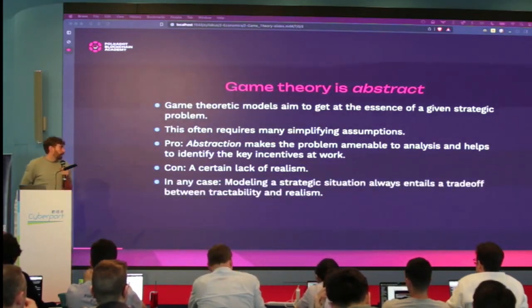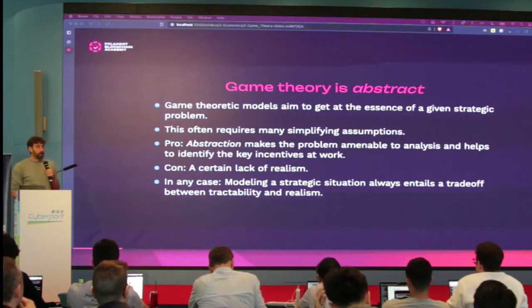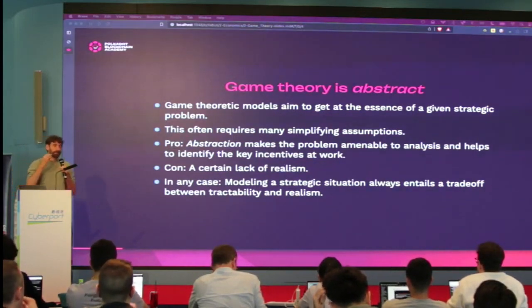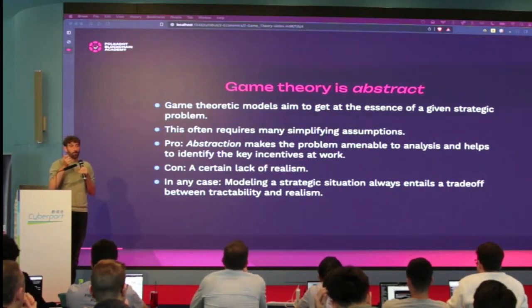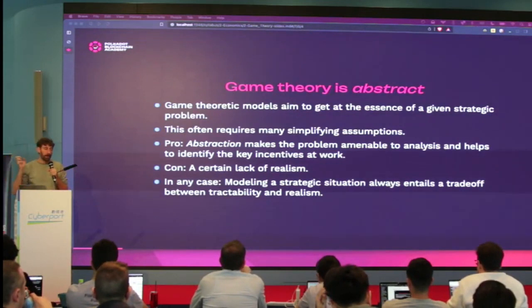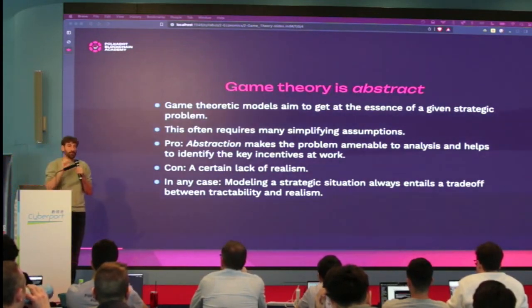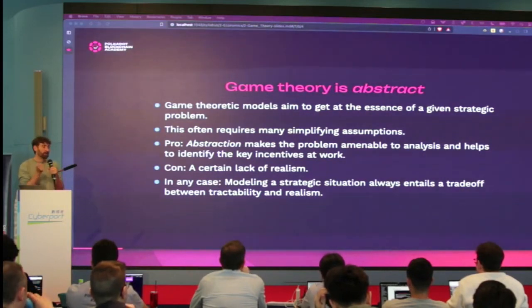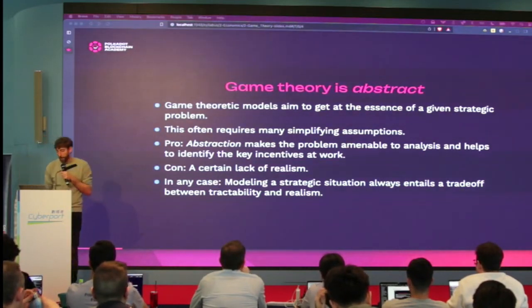But in any way, modeling a strategic situation always has this trade-off, because sometimes you're interested in some specific factor, to make it a little bit more complex, to map it a little bit better to real life. But then you always need to know that you sacrifice something on the modeling side or the analysis side, that it's not that easy to analyze anymore.